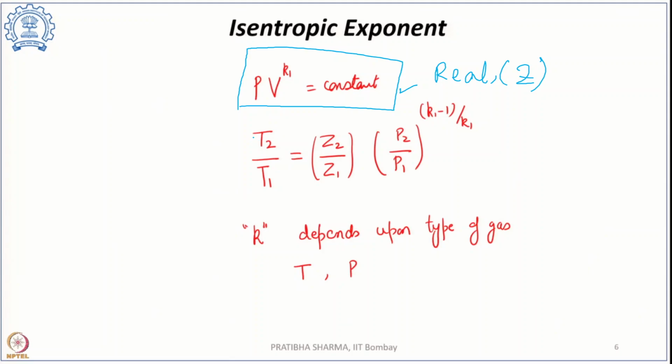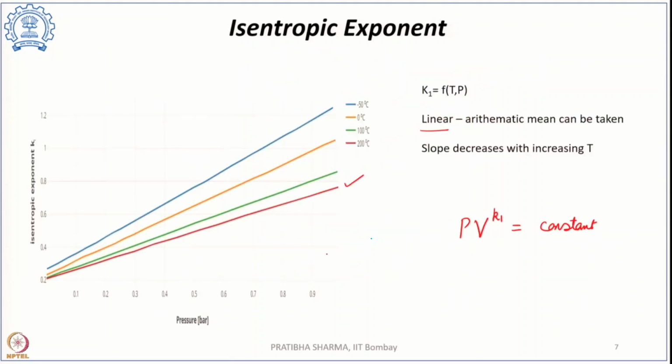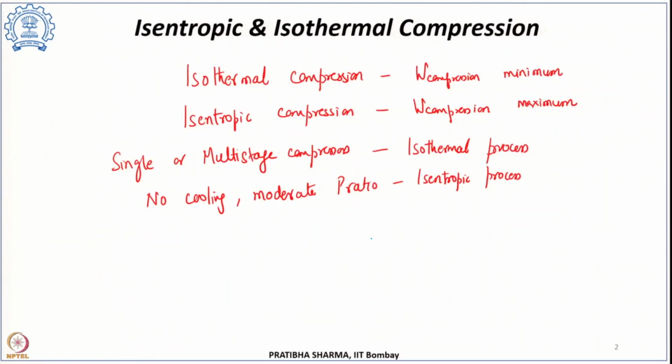That's why if you calculate the temperature relationship, T2 divided by T1 equals Z2 divided by Z1 multiplied by the pressure ratio to the power (K1 minus 1) divided by K1, and K itself depends on the temperature and pressure also. I think you have already studied this in thermodynamics or chemistry in your 12th class. These things you know.